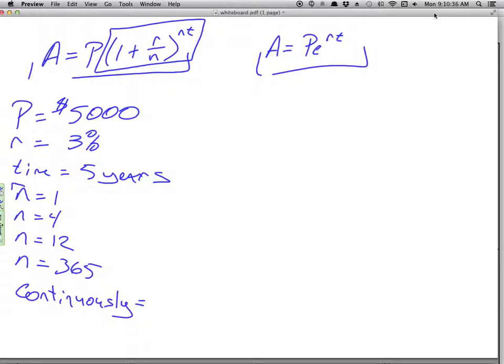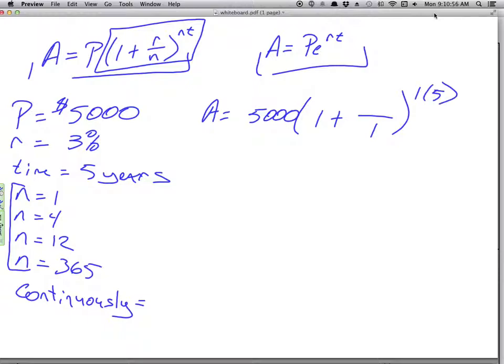So on these first four, what do I need to do? I need to use the first equation, right? So I'm going to have my account equals 5,000 times (1 plus my rate over n) to the power of n times t. Now, what do I need to do with my rate before I plug it in? I need to change it to a decimal. So what needs to be plugged in there? I need 0.03 plugged in there.